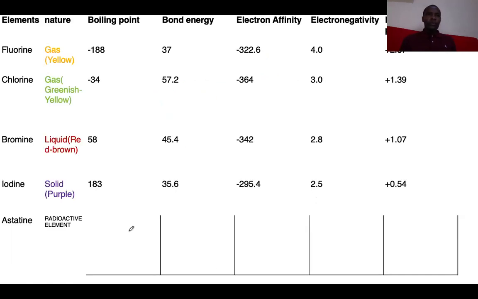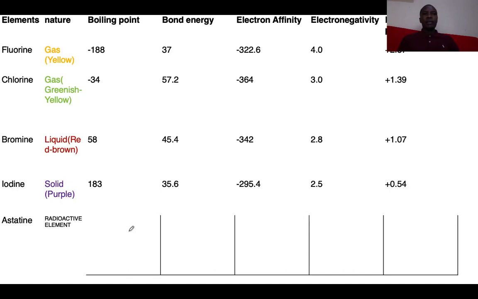Those are the trends that I want us to focus on today. We know very well that fluorine is a yellow gas. Chlorine is greenish yellow or pale green gas. Bromine is a red liquid. Then iodine is usually a purple solid or black, depending on the conditions.